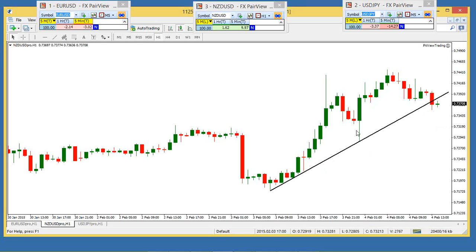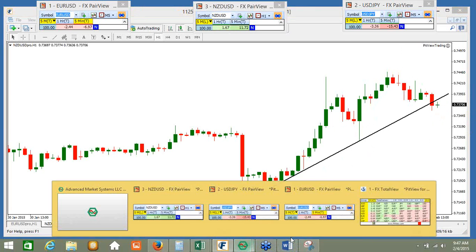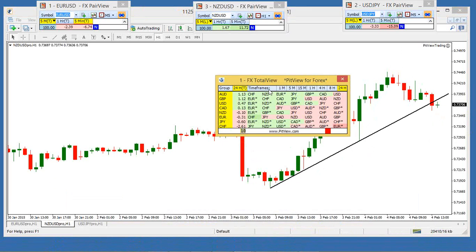So if looking at opportunities to go short on New Zealand right now, especially with this nice little run-up of about 300 pips, supported by fundamentals, let me check the total view on this too, because I didn't check New Zealand. It was up near the top for a while. It's probably selling off a bit on the 24-hour totals, and it is. It's selling off just a little bit on the 1 hour totals.